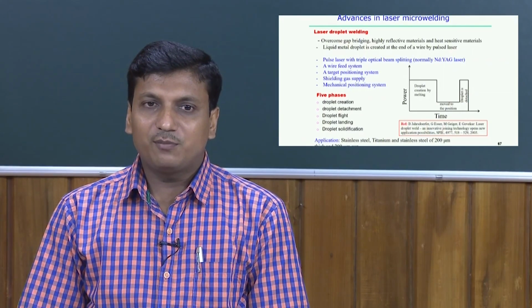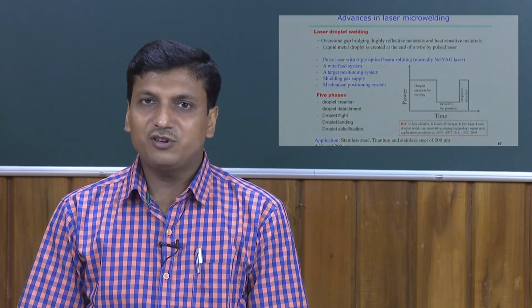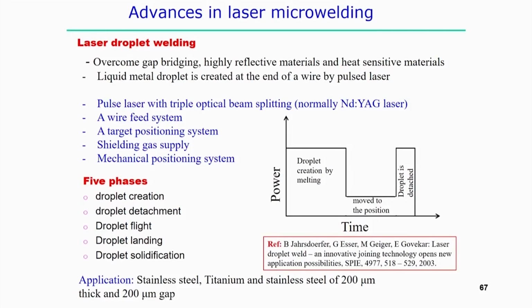A target positioning system: when you target the droplet of metal on a specific zone, because it is a microwelding process, we have to fix the target position very precisely. Shielding gas supply simply protects the molten pool from the outside atmosphere, and a mechanical positioning system. So these are the typical components of laser droplet welding, but how does it work?